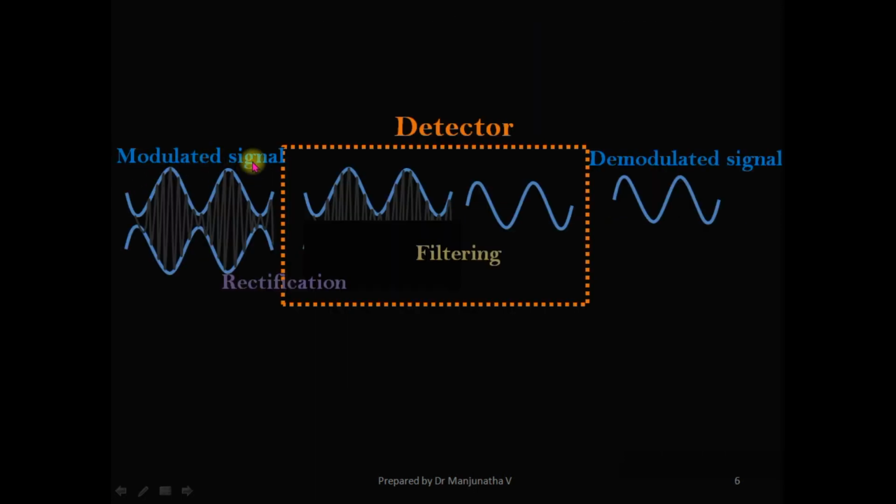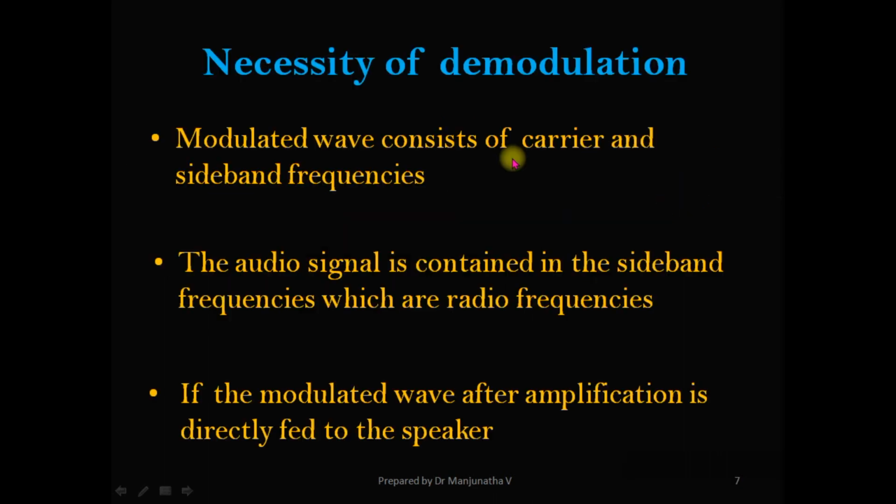The modulated signal contains both the carrier wave as well as the sound signal. So in the process of rectification, the negative half is removed. The average value of the positive wave will be filtered, and then the signal or the sound wave is recovered.